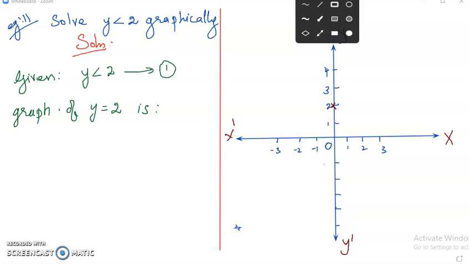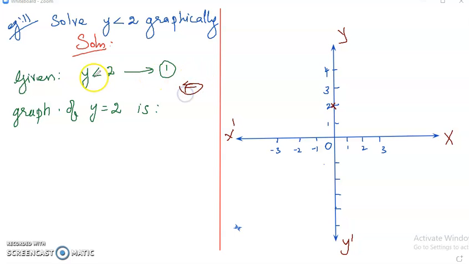That is, let us draw it. Y is equal to 2. But here we need to put dotted lines because it is strictly less than. We don't have an equal to sign there. Okay, it is not less than or equal to. It is just strictly less than. From this 2, you have to use dotted lines for drawing the line.